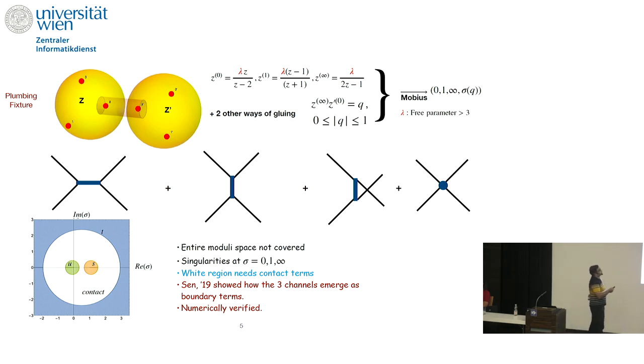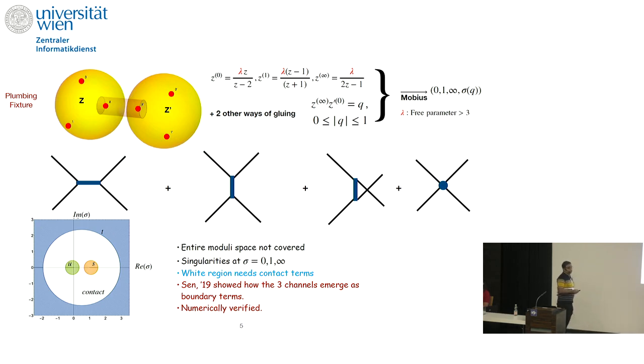After you make a choice of these local coordinates on both the spheres, you have a gluing condition, which is given by this equation, and the modulus of Q in this gluing condition ranges from 0 to 1. The 3 different ways of gluing give you the 3 channels, S, T, and U. After you're done with this gluing, you can do a further Mobius transformation that fixes 3 of the vertex operators at 0, 1, and infinity. The 4th one becomes a function of this Q.